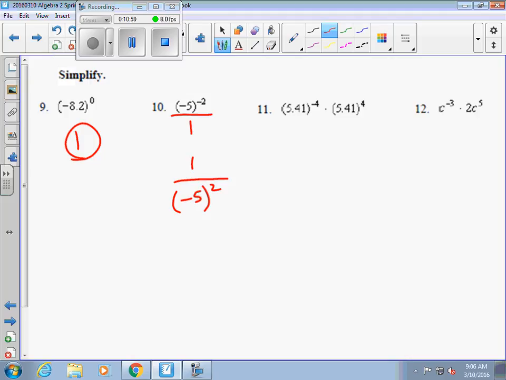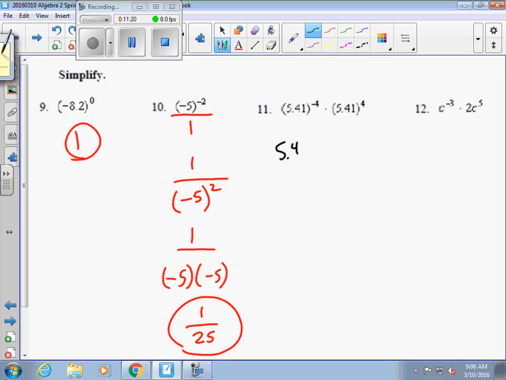So what that is, 1 over negative 5 times itself, negative 5. We know a negative times a negative is a positive. 1 over 25 is your simplified version. Notice both of these bases are 5.41. Simple. So since it's multiplying, you add the exponents. You have 5.41 to the negative 4 plus 4. We know negative 4 plus 4 is 0, so we have 5.41 to the 0 power. And again, just like this one, anything to the 0 power is 1.